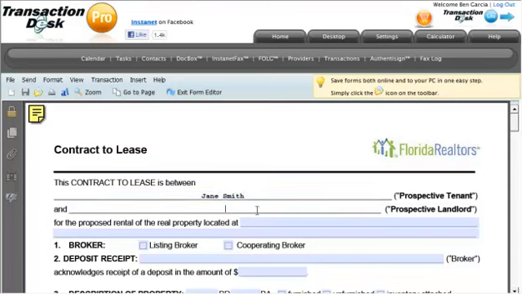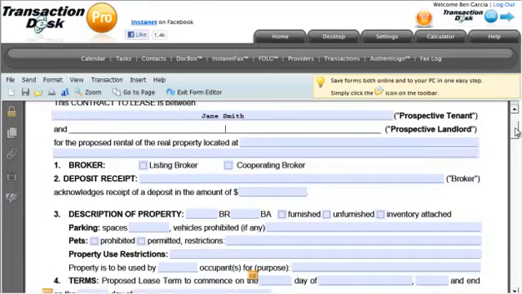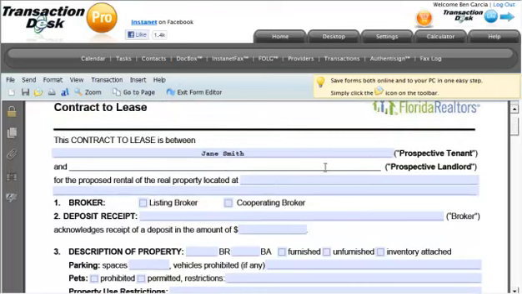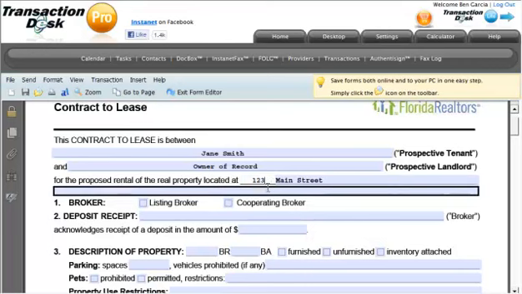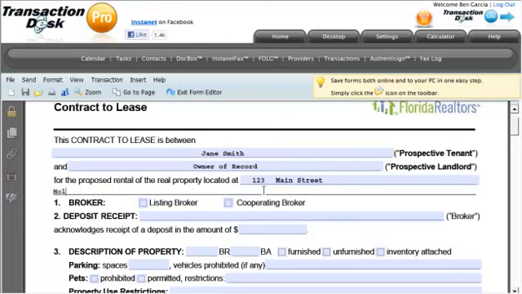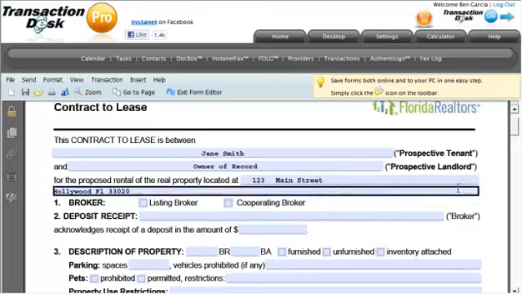The second line, you do not have to fill it out. If you're making a contract to lease on behalf of your tenant, you can leave this blank or you can put owner of record. Do not take too much time trying to find out the information on the prospective landlord. It could be wrong. It could have changed hands. Tax rolls might not be updated, etc. Proposed rental property: 123 Main Street is the address of the property. That's going to be located in Hollywood, Florida. Pretty simple, basic information.